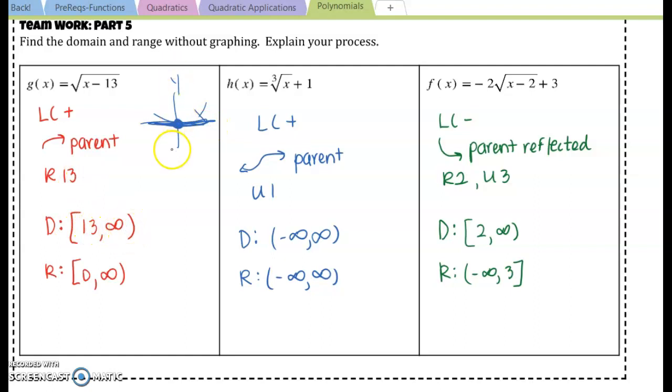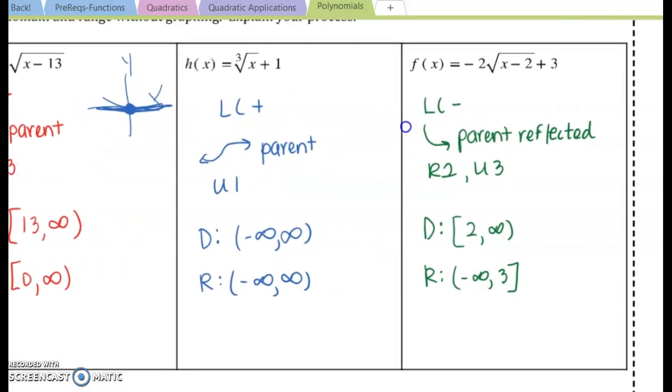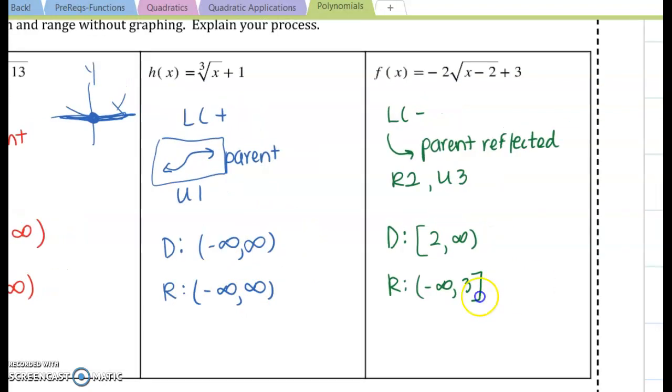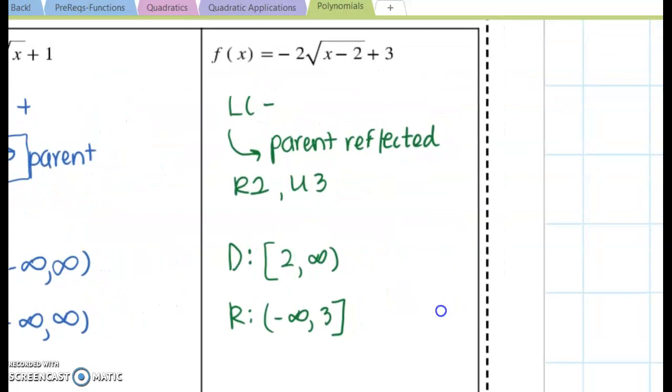Your range is how low to how high you go. So again, there's no up-down movement. So therefore this graph is going to stay at 0. So the range is 0 to infinity, 0 included. The nice thing about cubic functions, if you think about the shape, the ends of the graph are both continuing on forever, both left, right, up, and down. So for any cubic function, no matter the shift, the domain and the range are both all real numbers, or negative infinity to infinity. And then finally, looking at our last one, we have a square root.